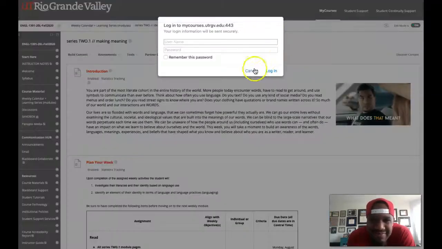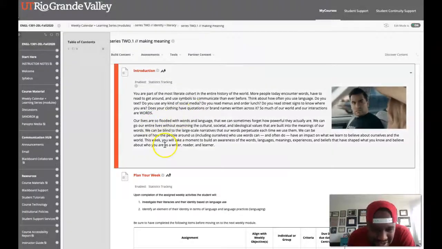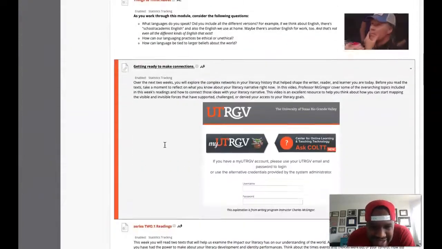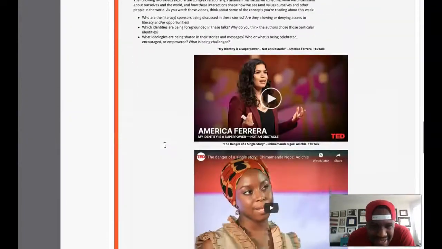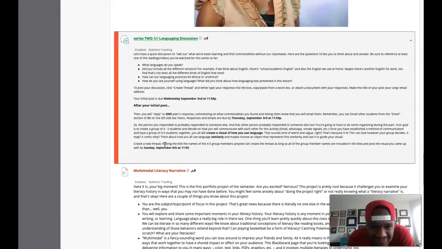Let's go back. All right, so that was the first assignment. And then the second assignment is going to be, okay, so you're going to post the assignment there. You'll see a whole bunch of threads as you read your classmates' posts. And then it says, after your initial post, you're going to reply to one peer's response, commenting on what commonalities you found and letting them know that you will email them.